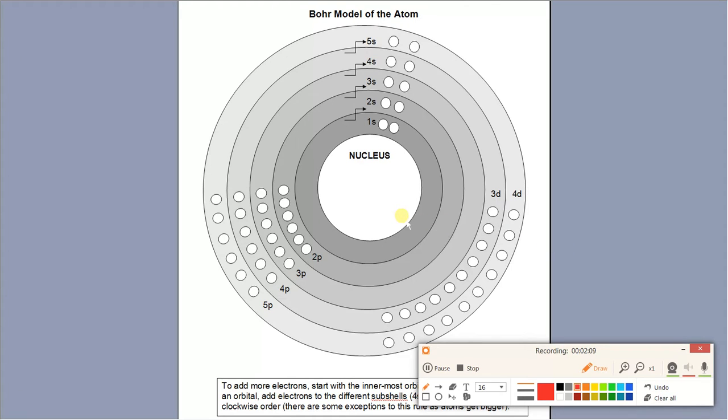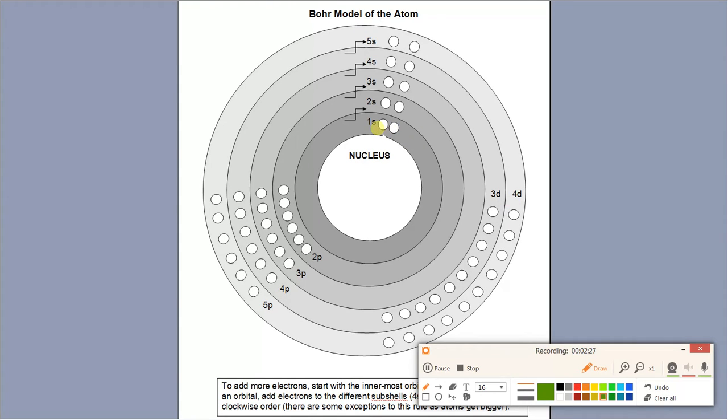Let's take something a little bit more difficult, like gallium. Gallium's a little more challenging. Gallium's got the atomic number of 31. That means it's got 31 protons. It's got 31 electrons. So again, all those electrons have to have a place to sit in the atomic orbitals.